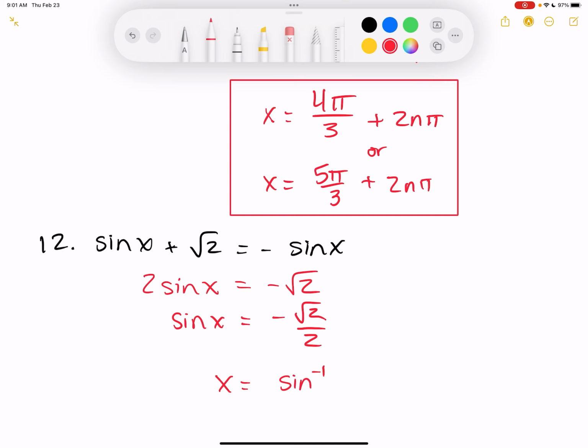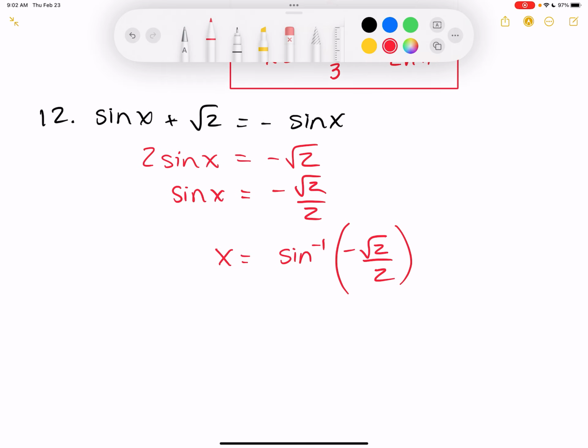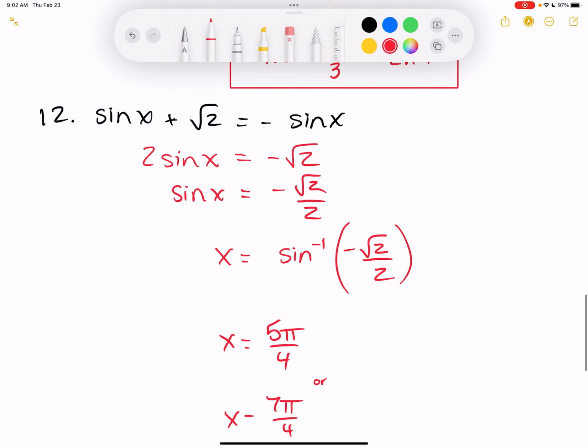So the inverse sine of minus root 2 over 2. Where does sine equal minus the square root of 2 over 2? Should be in two spots: 5 pi over 4 and 7 pi over 4. And then we add, because it's sine, 2n pi. Technically speaking, minus 2n pi as well, but we are assuming that n could be a negative number, which is why we just say plus 2n pi.